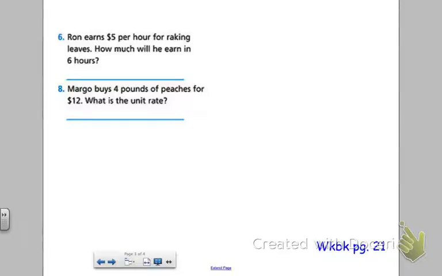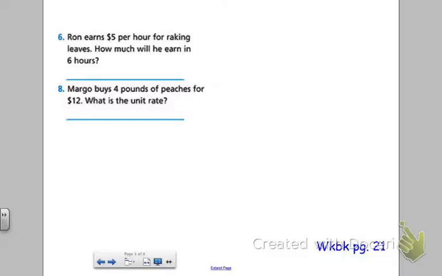Now, I'll let you do the other pages on your own. I want you to take a look at workbook page 21. Here we have a couple word problems that we can solve, maybe using multiplication or division. We can use a rate table to kind of help us to make sense of them.